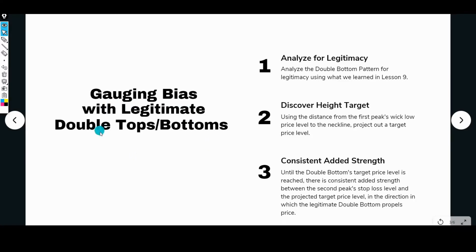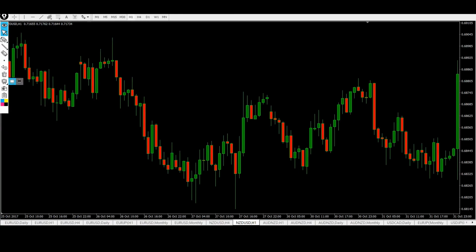Alright, gauging the market bias with legitimate double top and bottom patterns. Here's number one. You want to analyze for legitimacy. So we want to analyze the double bottom pattern for legitimacy using what we learned in lesson 9. Okay, so for this example, I'll be using this double bottom pattern right here. So let's analyze it for legitimacy. Let's go through the rules.